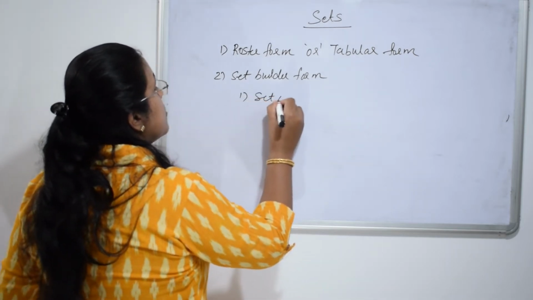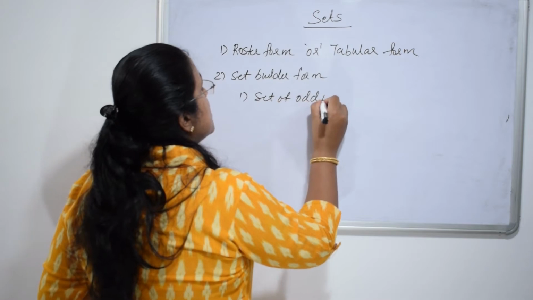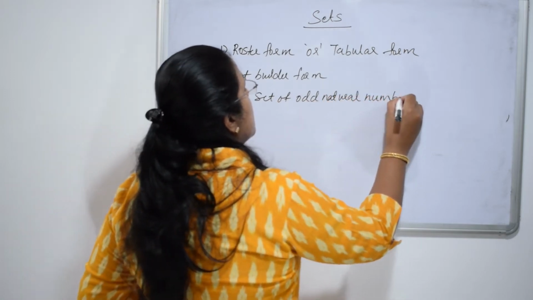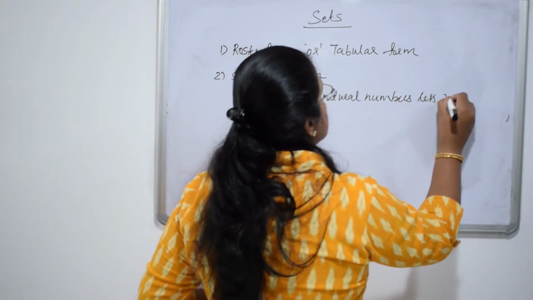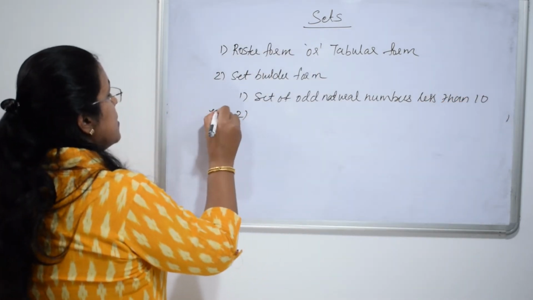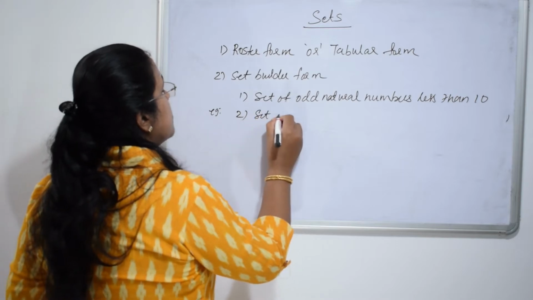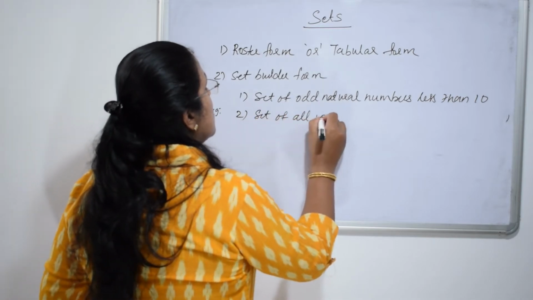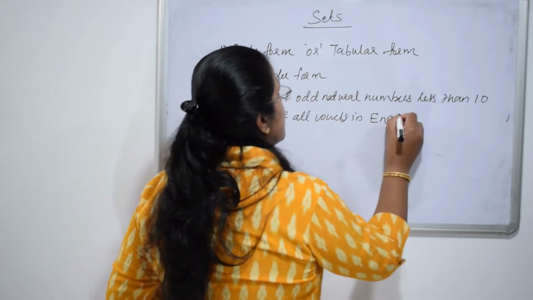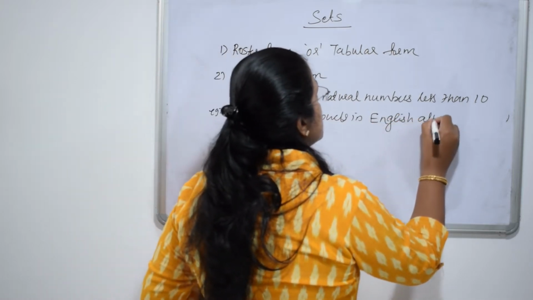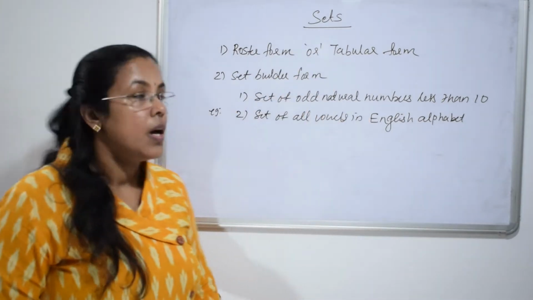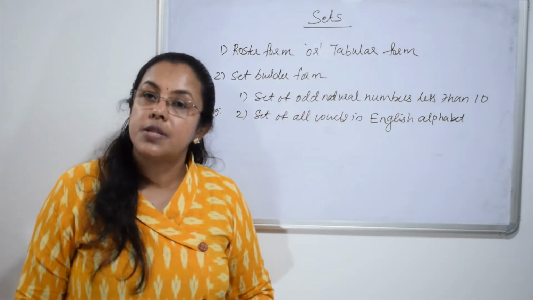Set of odd natural numbers less than 10. Second example, set of all vowels in English alphabet. I will explain this with the help of these examples.